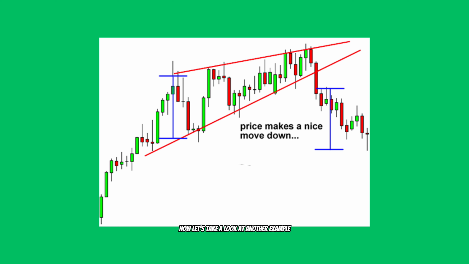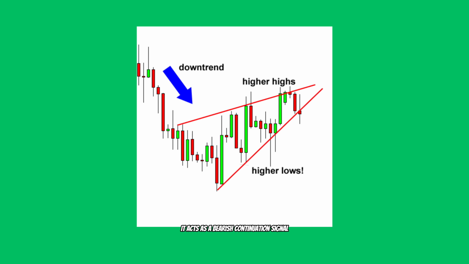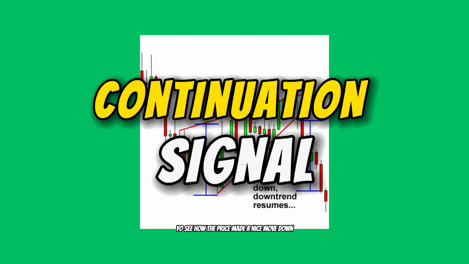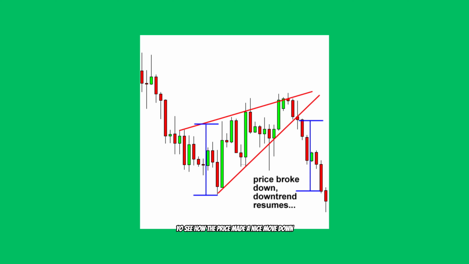Now let's take a look at another example of a rising wedge formation. Only this time it acts as a bearish continuation signal. As you can see, the price came from a downtrend before consolidating and sketching higher highs and even higher lows. In this case, the price broke to the downside and the downtrend continued. That's why it's called a continuation signal. See how the price made a nice move down that's the same height as the wedge.